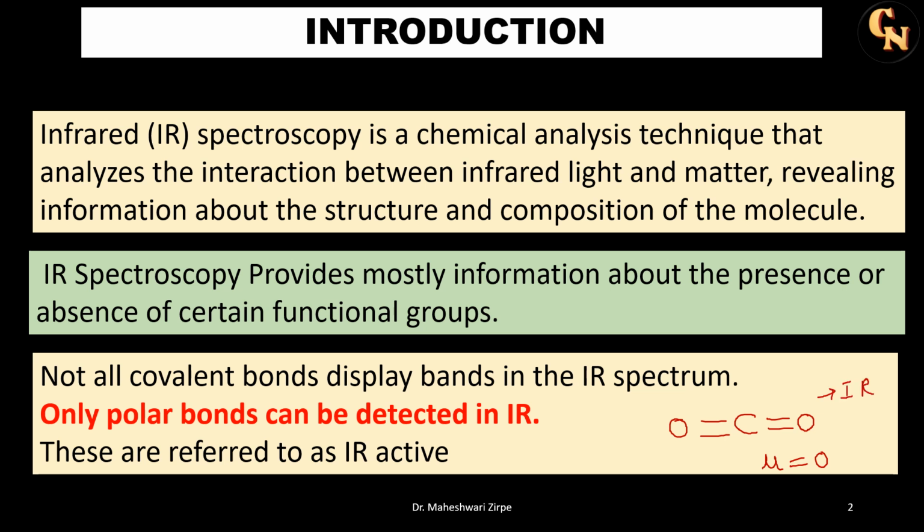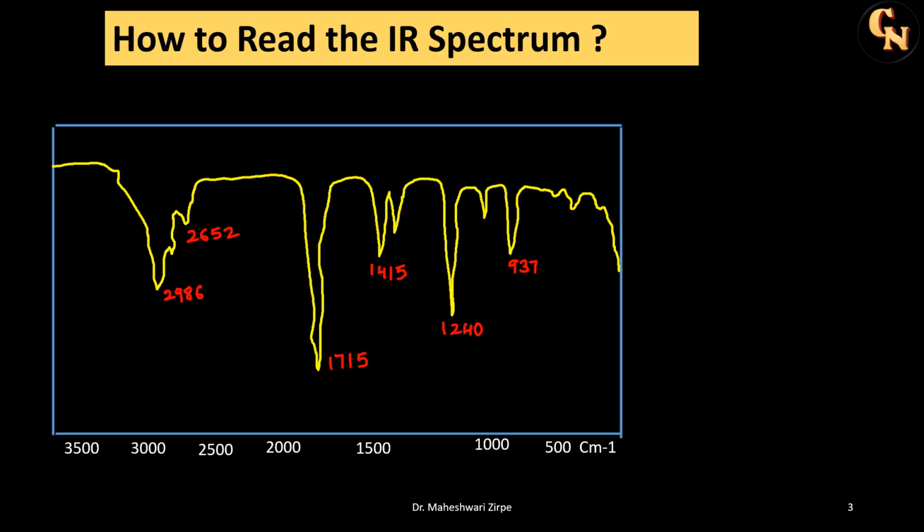IR inactive, what does this indicate? Carbon dioxide gas we cannot detect in IR spectroscopy. So this sentence which I have shown in red is very important for detection of molecules in IR spectra. That means all the molecules or all the functional groups cannot be detected in IR spectroscopy. Only the few which show a dipole moment will get detected in IR spectroscopy.